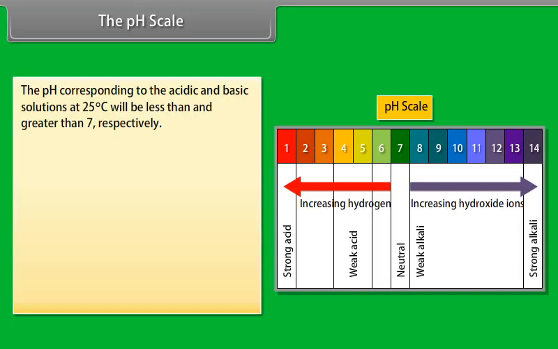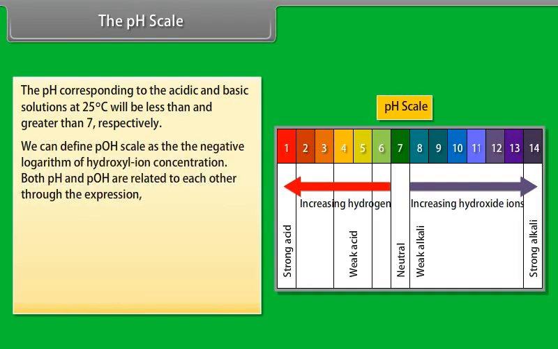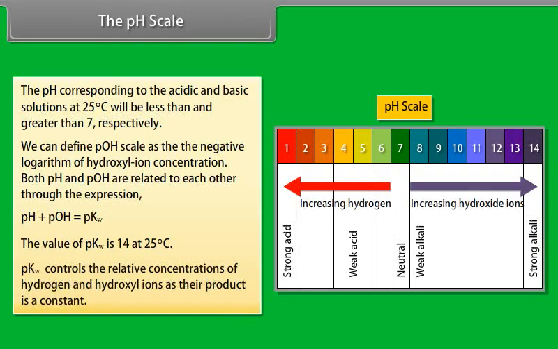The pH corresponding to acidic and basic solutions at 25 degrees Celsius will be less than and greater than 7 respectively. We can define the pOH scale as the negative logarithm of hydroxyl ion concentration. Both pH and pOH are related to each other through the expression pH plus pOH is equal to pKw. The value of pKw is 14 at 25 degrees Celsius. pKw controls the relative concentrations of hydrogen and hydroxyl ions, as their product is a constant.